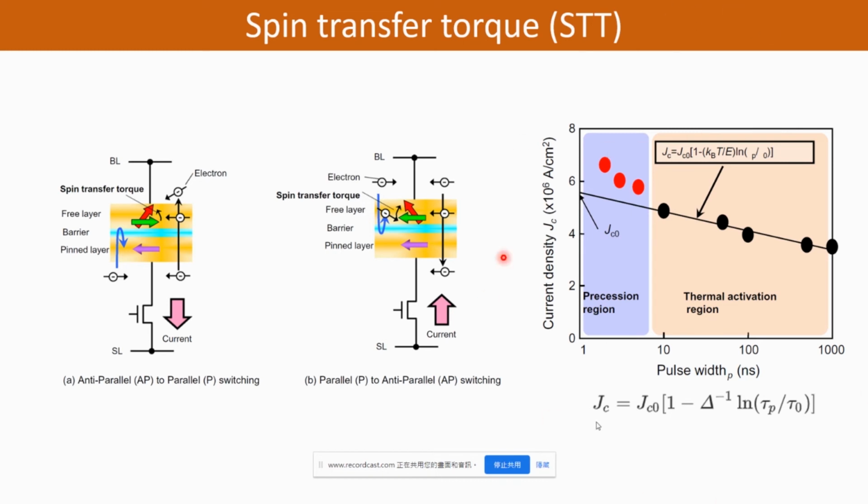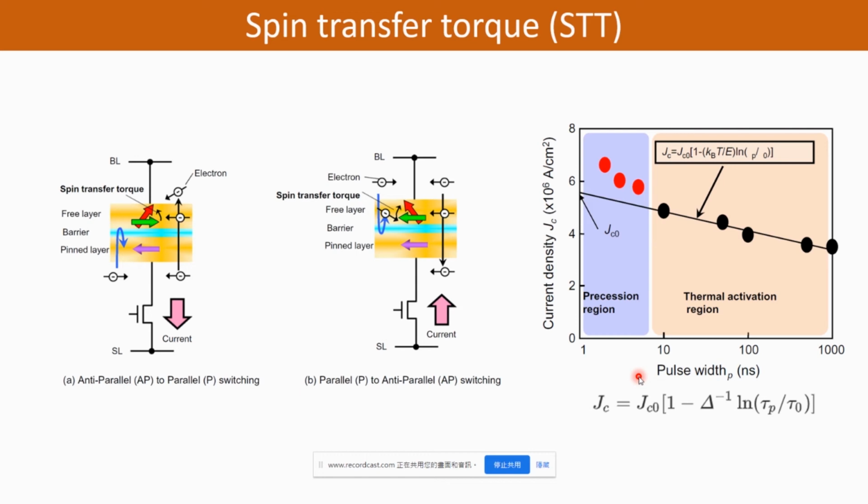And the picture on the right hand side here shows the switching current density as a function of the pulse duration. As shown in the picture, the current density steeply increases in the pulse duration region of less than 10 ns here. And this region is called the precession region, where the STT switching occurs with precession motion of magnetization in the free layer around the effective magnetic field.